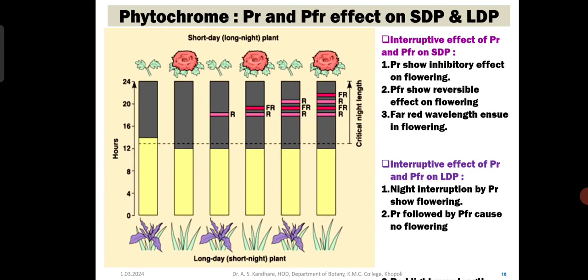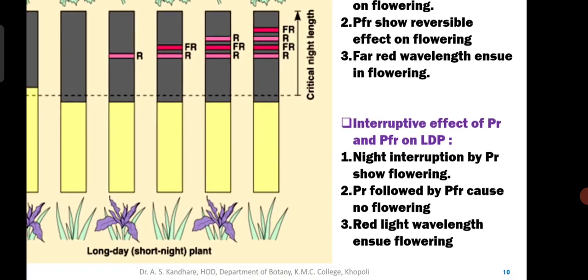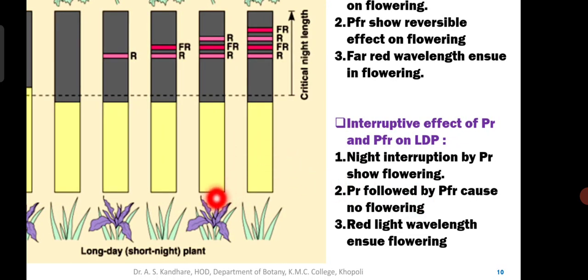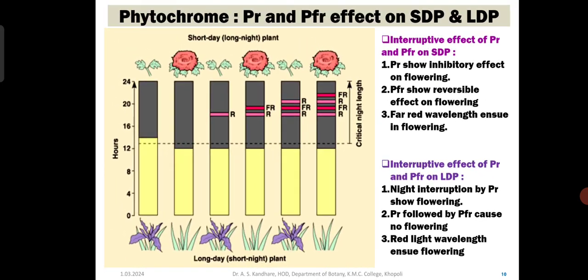तो इन दिस वे यू विल फाइंड दैट red and far red light wavelengths show their effect differently in short day plant as well as in long day plant. तो यहाँ पर मैंने लिखा है कि red light wavelength ensues in flowering. तो यहाँ लॉन्ग डे एलडीपी में रेड लाइट की वजह से फ्लावरिंग हुई है, और फार रेड लाइट से यहाँ फ्लावरिंग नहीं होती है लॉन्ग डे प्लांट में. So in this way you will find how this PR and PFR affect short day plant and long day plant flowering.